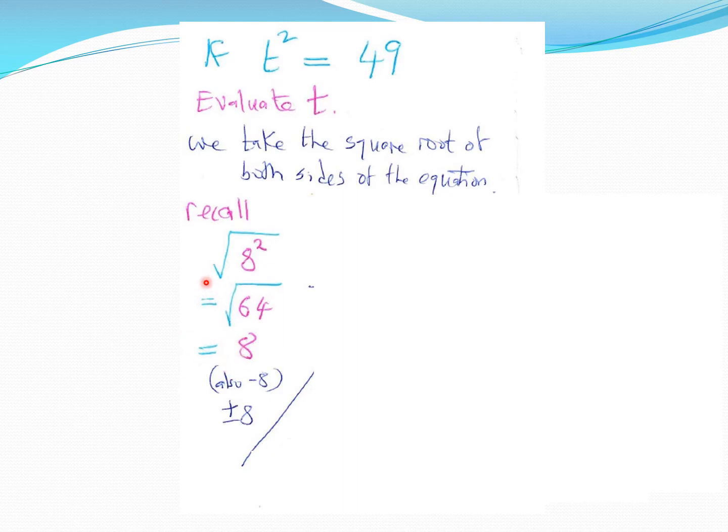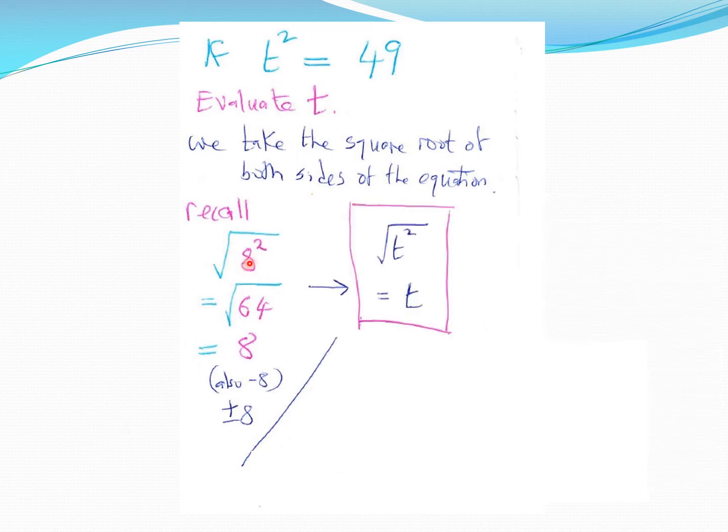Now the interesting thing here is, what do you notice? If you take the square root of 8 squared, you're left with 8. In other words, the square root function is a kind of opposite function to the square. The square root cancels out the square. In mathematical terms, we say that one function is the inverse of the other.